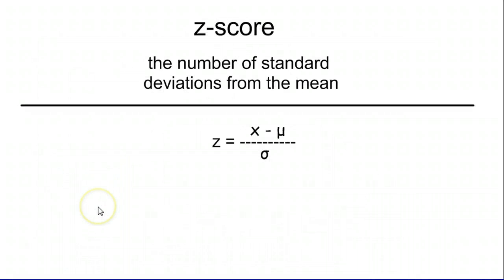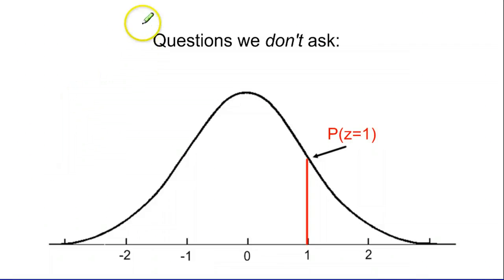Quick refresher on z-score: it's the number of standard deviations from the mean, and to do that you take your value, whatever it is, you subtract the mean to see how far above or below the mean it is, and then you divide by the standard deviation to figure out how many standard deviations above or below the mean it is. So for example here, you might have one standard deviation above, and that's going to occur right here.